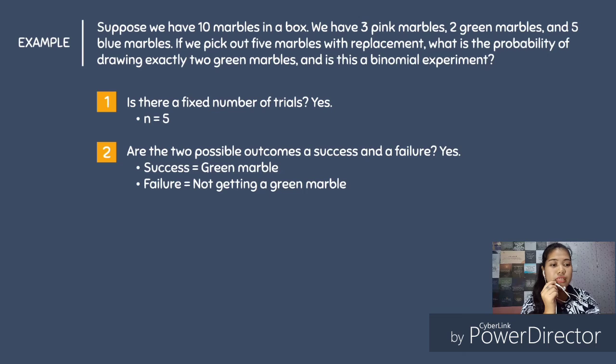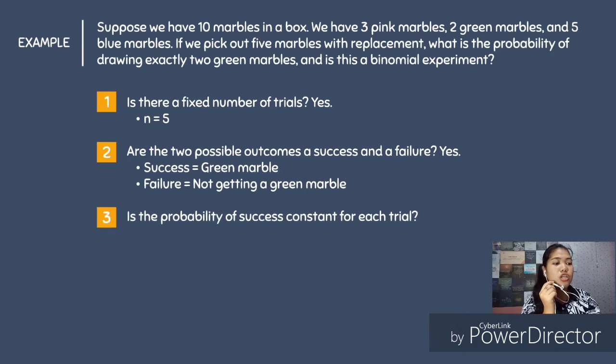Is the probability of success constant for each trial? Yes, because we're doing the experiment with replacement every time we conduct a trial. We randomly pick one marble, and we put it back into the box before drawing another marble. If we didn't do this, the trials would become dependent on one another instead of being independent.